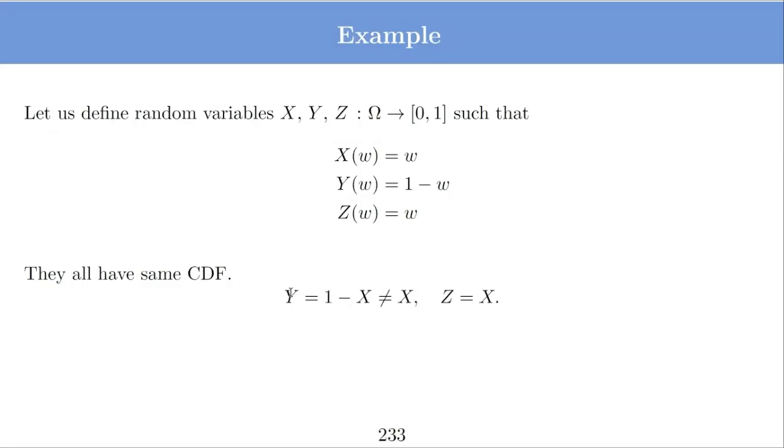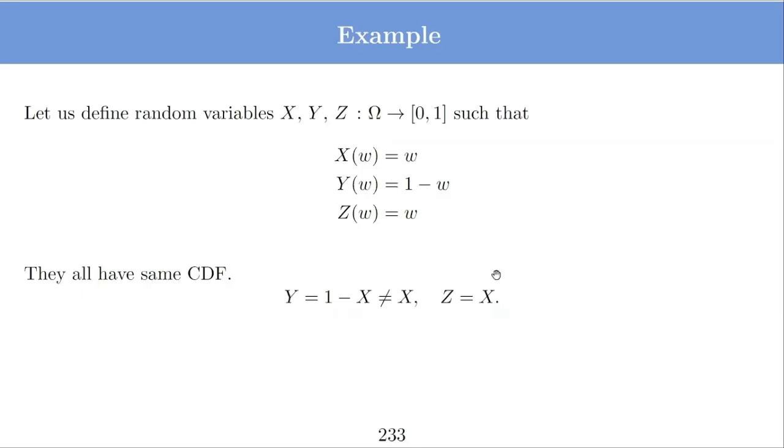Now let us come back to this example. Let us define random variables X, Y, Z such that X(omega) is omega, Y(omega) is 1 minus omega, and Z(omega) is omega. And we saw that they all have the same CDF, but Y is not equal to X, while Z is equal to X. So how does the joint distribution tell us about this?